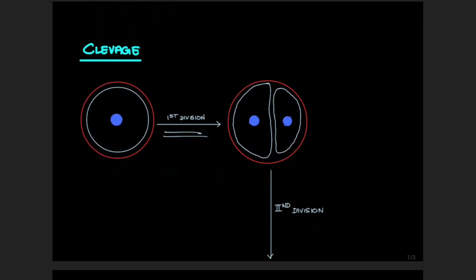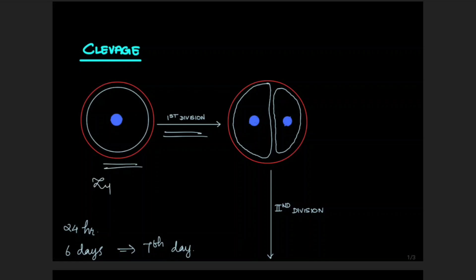Now let us look at cleavage. Cleavage starts right after 24 hours of fertilization and it lasts for 6 days, so after fertilization it will last till the 7th day. And what is cleavage? As you can see, this is the zygote, and the zygote is pretty big, right? The zygote has a huge cytoplasm to nucleus ratio. We have to make sure this ratio reduces, through cell division, until it reaches the cytoplasm to nucleus ratio that a normal somatic cell has. So that's what's going to happen.